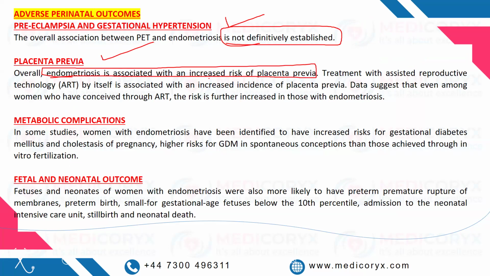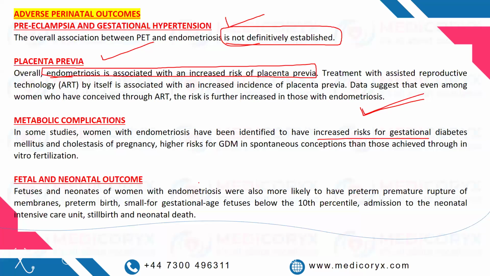Treatment with ART by itself is associated with increased risk of placenta previa. And data suggests that even among women who have conceived through ART, the risk is further increased in women with endometriosis. Important clinical concept as well as theoretical for exam. Metabolic complications: it can lead to increased risk of GDM and cholestasis of pregnancy. High risk of GDM in spontaneous conception than those achieved through IVF with endometriosis.